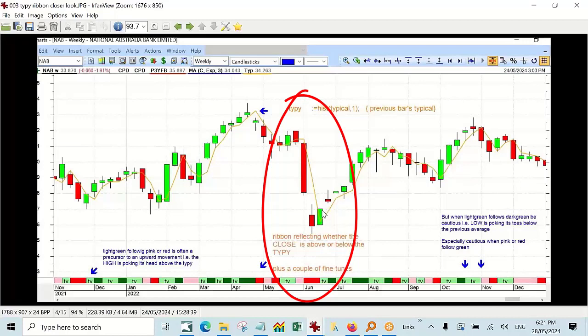Light green, the high is just tipping its head above the Tippy, poking its head above the Tippy, but the low is still below. Light green, then both the close and the low are above the Tippy, so dark green and so on. Okay, I'll move on to the Heikin Ashi then.